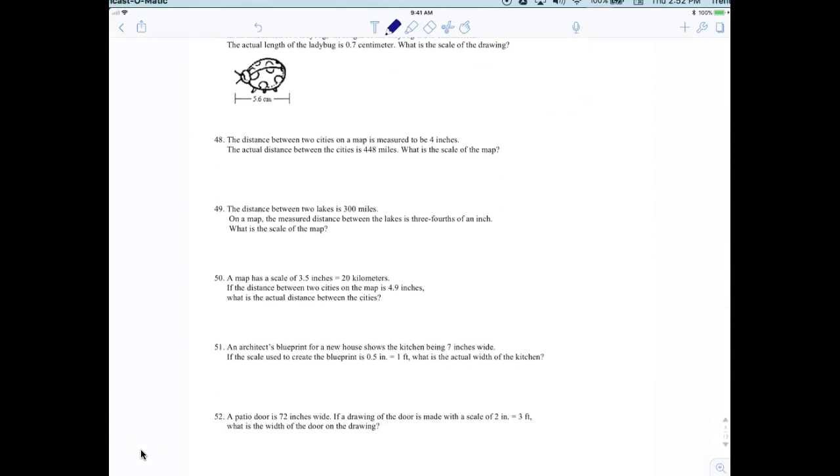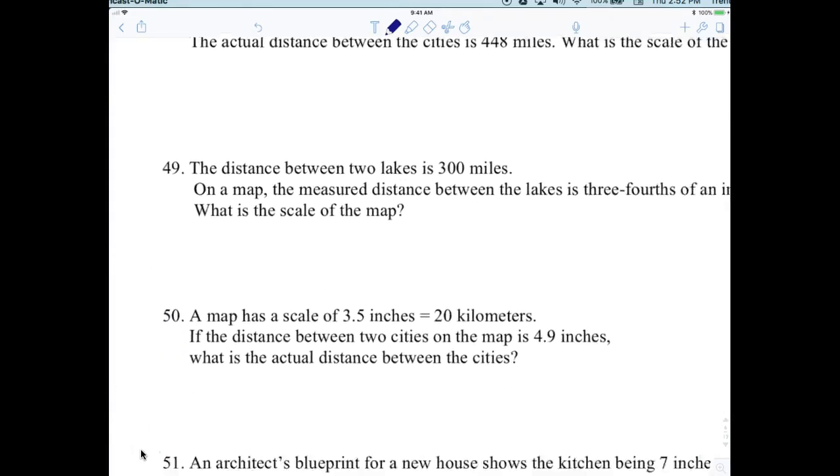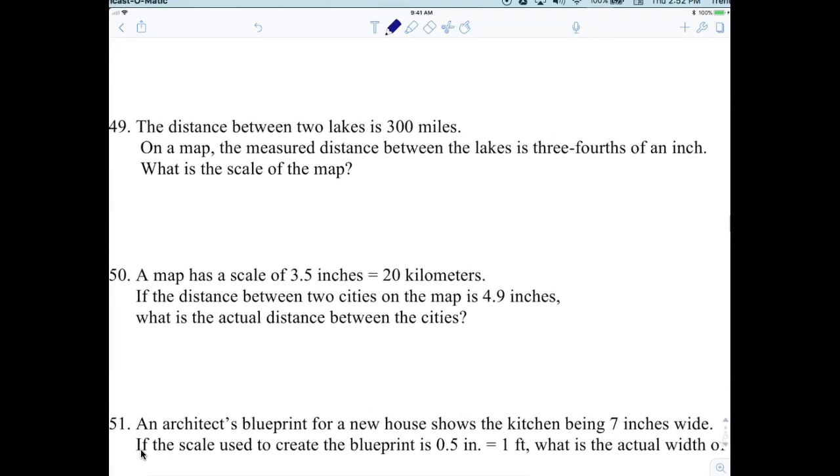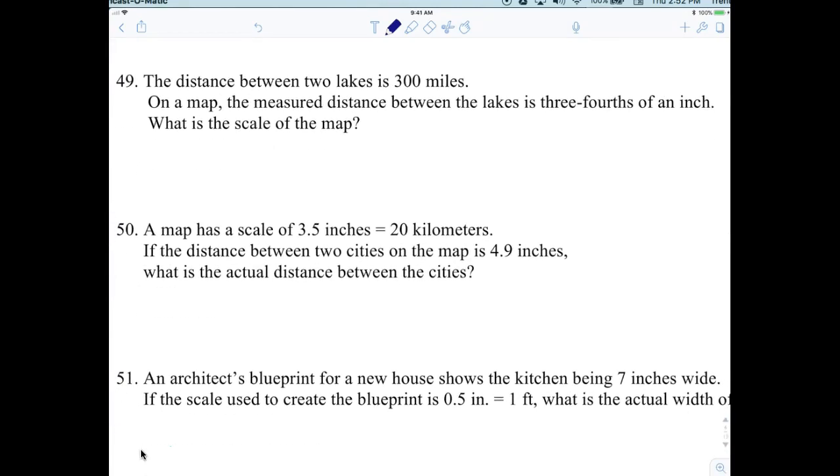Let's try to do some more fun problems. All right, here we go. 49. Let's look at 49. It says the distance between two lakes is 300 miles. On the map, the distance between the lakes is 3/4 of an inch. All right? So what's the scale? The scale is 300 miles is to what? 3/4 of a what? Inch, right? Now, on a map, they usually don't do that.